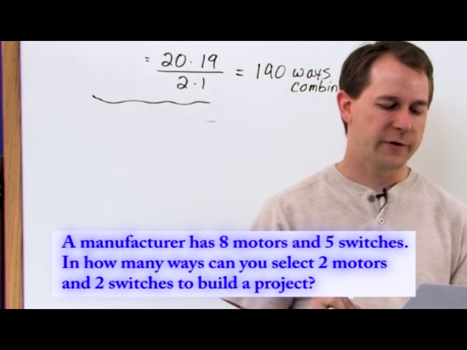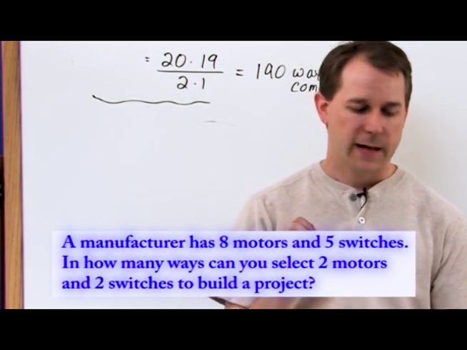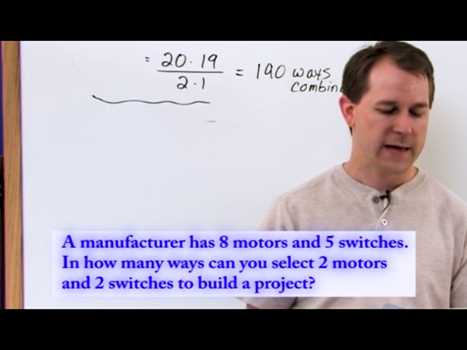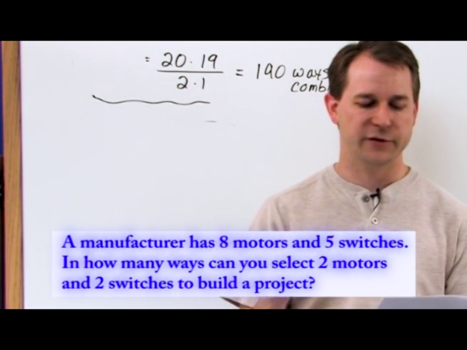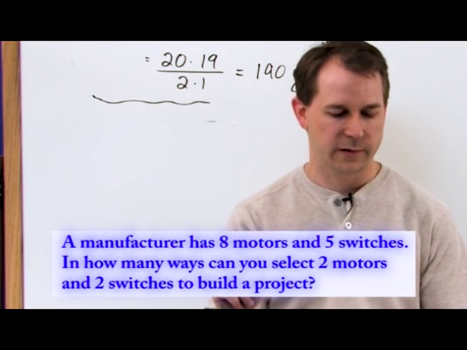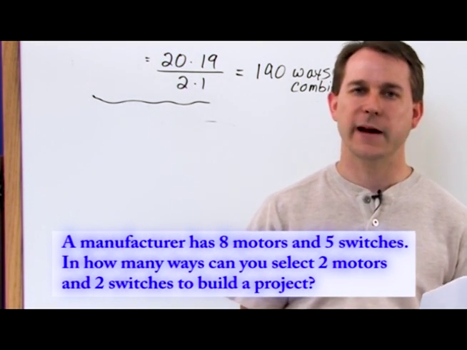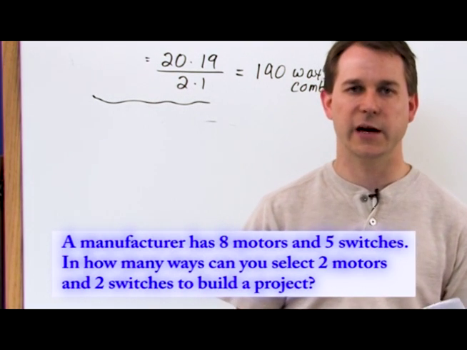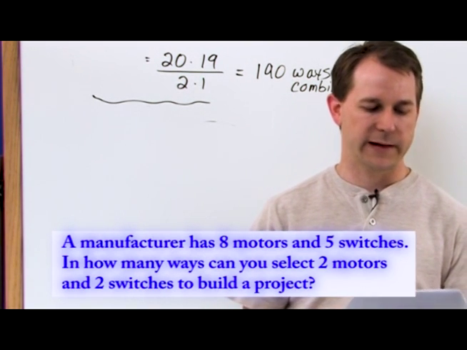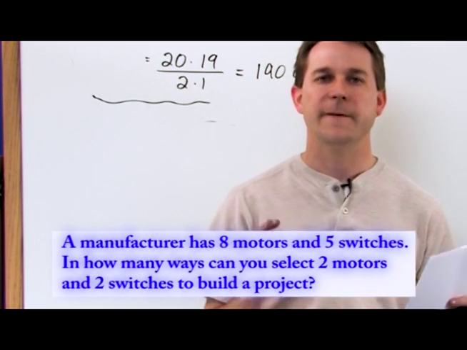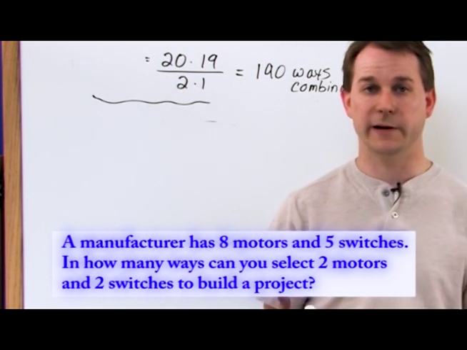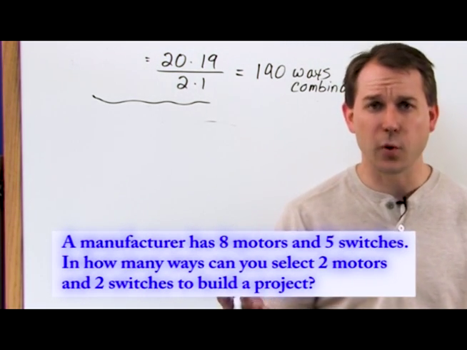A manufacturer has 8 motors and 5 switches, okay? And how many ways can you select 2 motors and 2 switches to build a project, okay? This is a little bit different than what we've had before. It's not quite so cookie cutter, but let me walk you through it and show you why it's the way it is. The first thing to think about is, is this a problem in permutations or combinations? Does the order matter, okay?